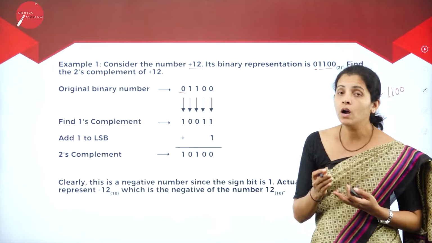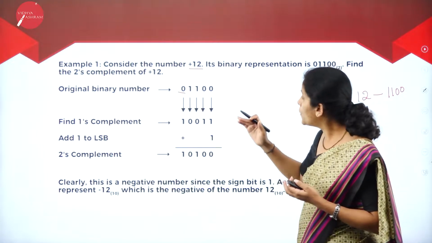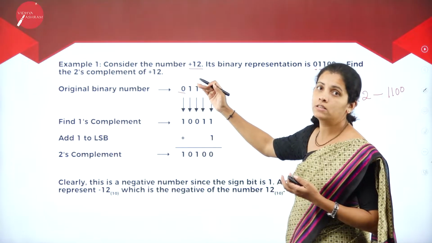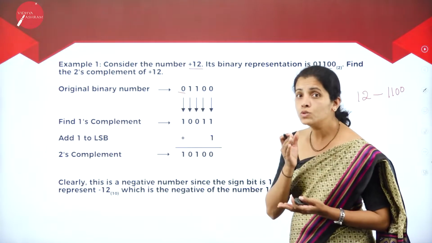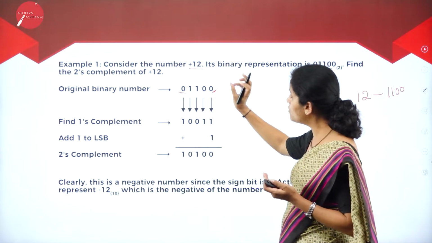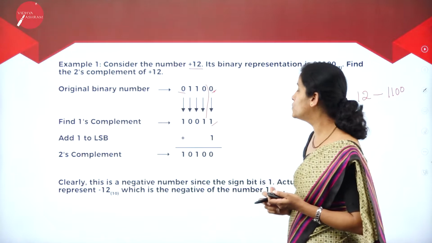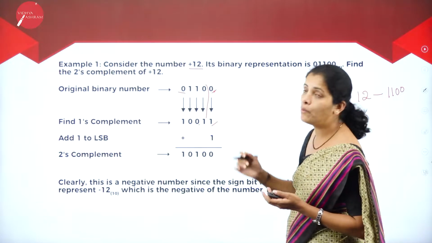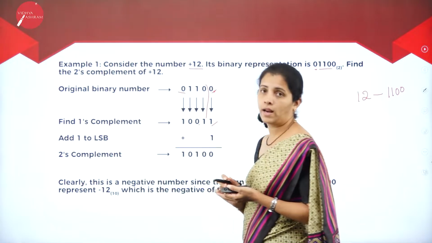Now what do I want to do? I want to convert this number to its 1's complement. That means wherever I get 0, I write 1, and for 1, I write 0. That is nothing but inverting, or complementing, each bit. So here I have 0. The 1's complement of 0 is 1. The 1's complement of 1 is 0. The 1's complement of 1 is 0. And the 1's complement of 0 is 1.